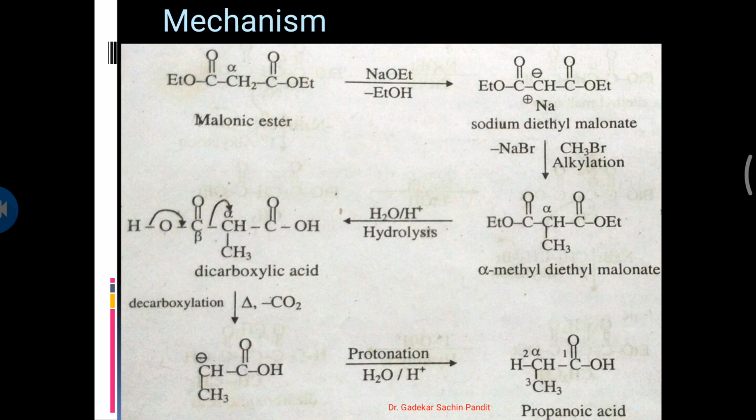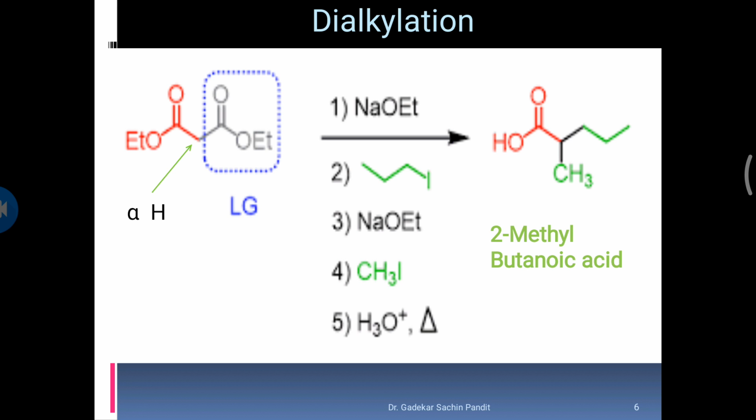Okay, so first malonic ester is treated with sodium ethoxide, and then alkylation, then hydrolysis, then heat to decompose the carboxylic acid, and then protonation to form propanoic acid. Okay, this is the whole mechanism for converting malonic ester to propanoic acid.